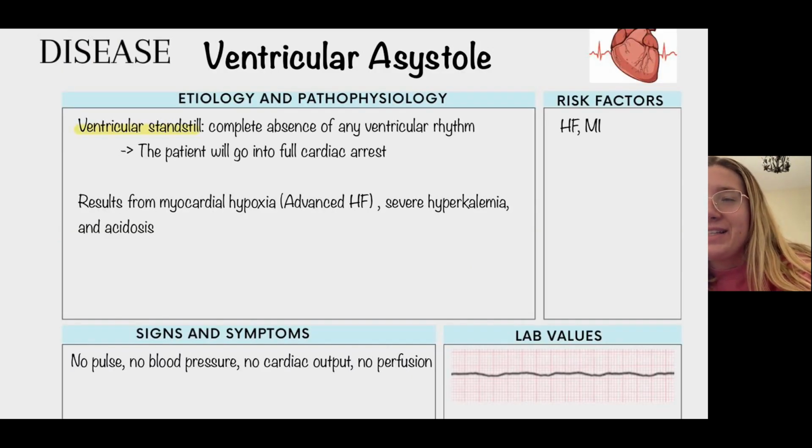Ventricular asystole. This is a ventricular standstill. I have no ventricular rhythm. My atria aren't doing anything and my ventricles aren't doing anything. It usually results from advanced heart failure, if hyperkalemia becomes severe, acidosis, or just any sort of hypoxia, like drowning, for example.